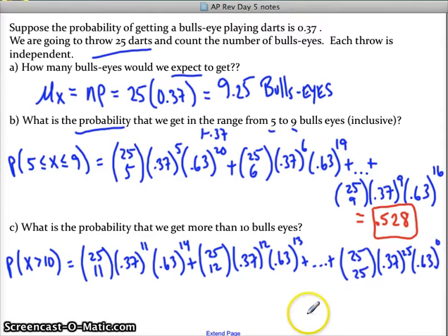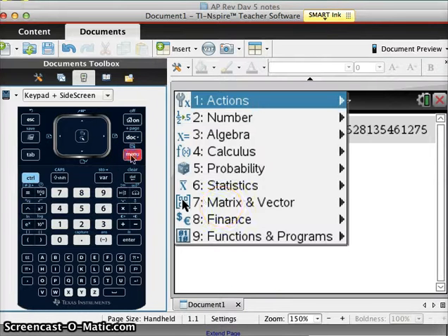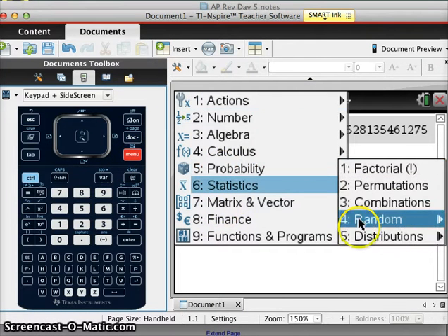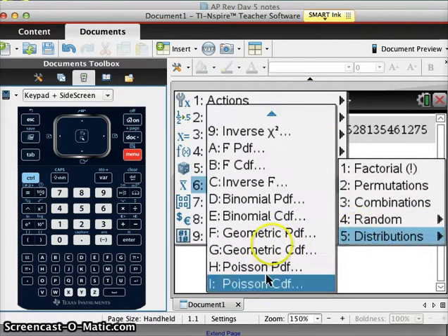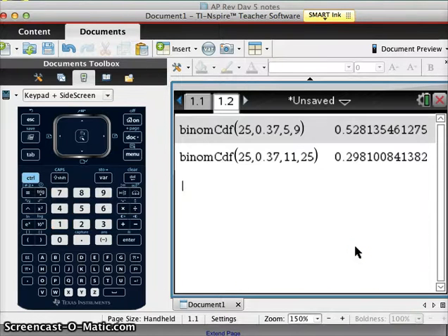All right, so now you go back in your calculator, and we're going to do menu, probability, distributions, binomial CDF. Number of trials was 25. Probability of success was 0.37. The lower bound this time is 11, and the upper bound is 25. Okay, we get 0.298.